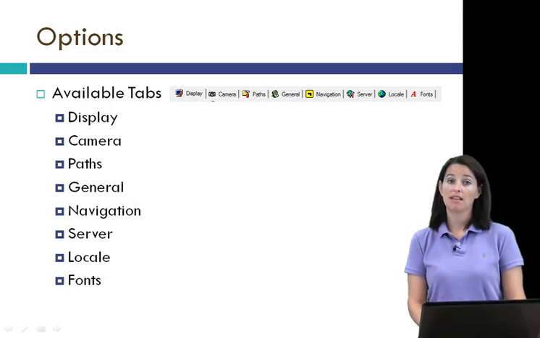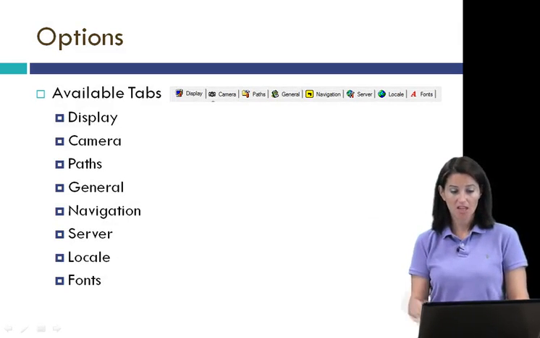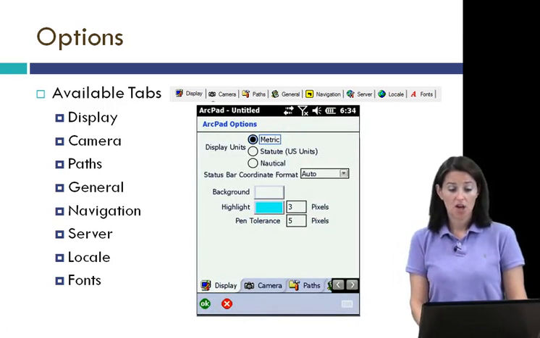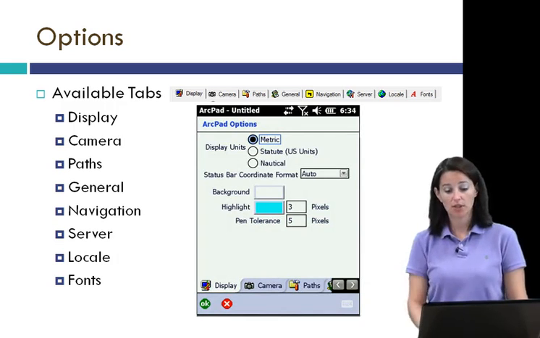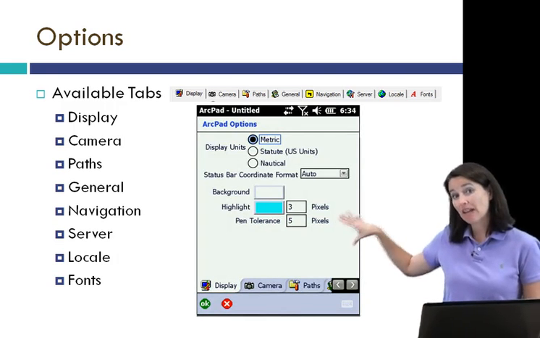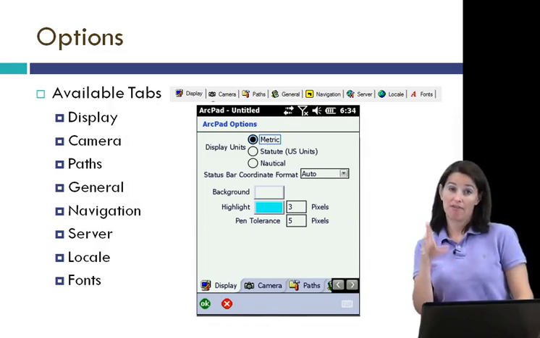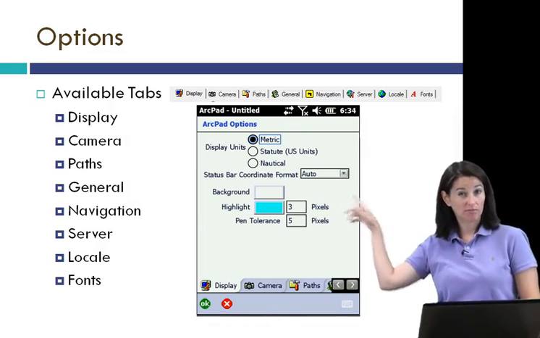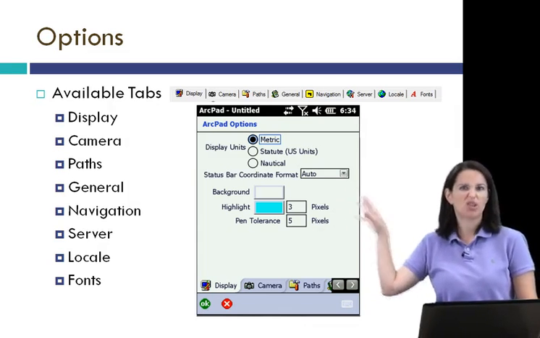Once we do the GPS preferences, we're done with that. We're now going to move on to the options tab. Several different tabs that you can do. On the display tab, I normally change my display units from metric to US units. Sometimes I even change my highlight color. If I'm using features that have a teal cyan color, I'll change this highlight color to like a pink or a red or something that I can see.